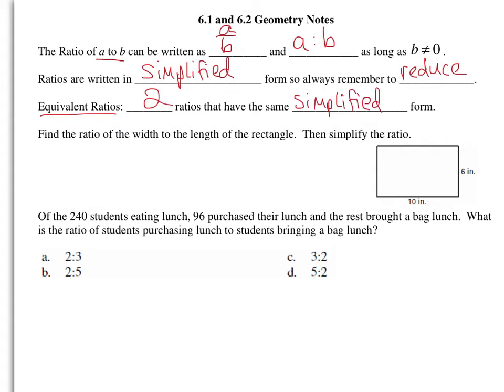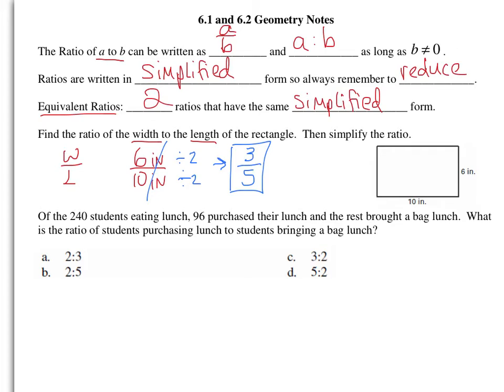In this rectangle, if we need to write the ratio of the width to the length, we have to make sure that the width is over the length in our ratio. So we're going to have 6 inches over our 10 inches. Then when we reduce it, the inches are going to cancel each other out. We can divide both of the numbers by 2, so we end up with 3 over 5 as our ratio.